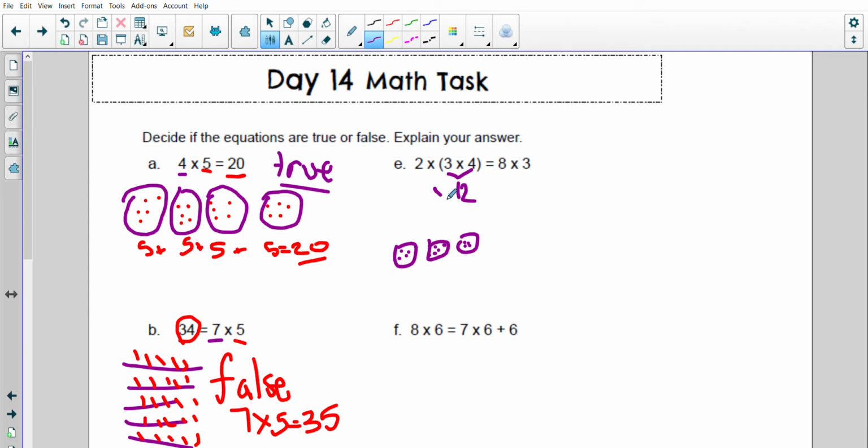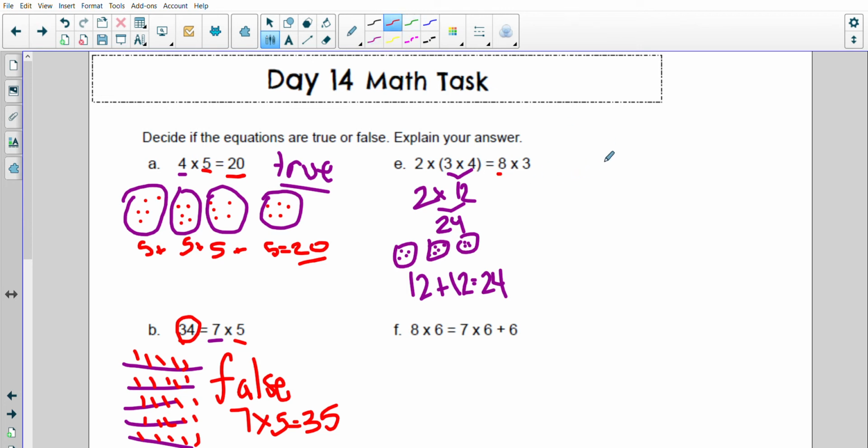And remember, I still need to times it by that 2. Now that times 2 means I'm going to double whatever is the 12. So I'm going to go 12 plus 12. And this is a double that I know. 12 plus 12 equals 24. So this one equals 24. All right.